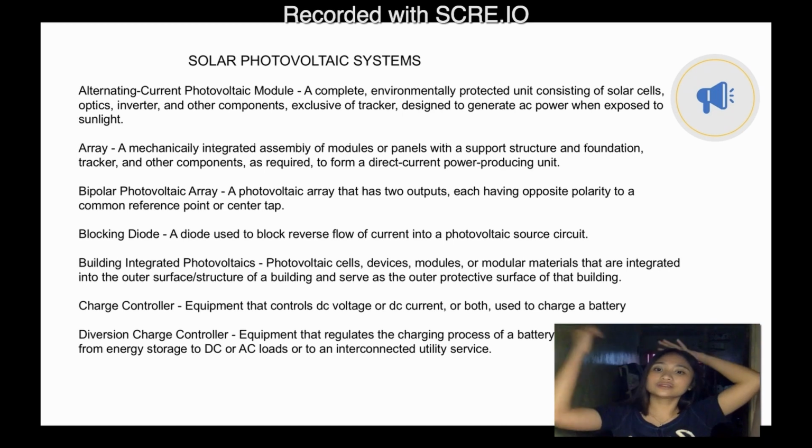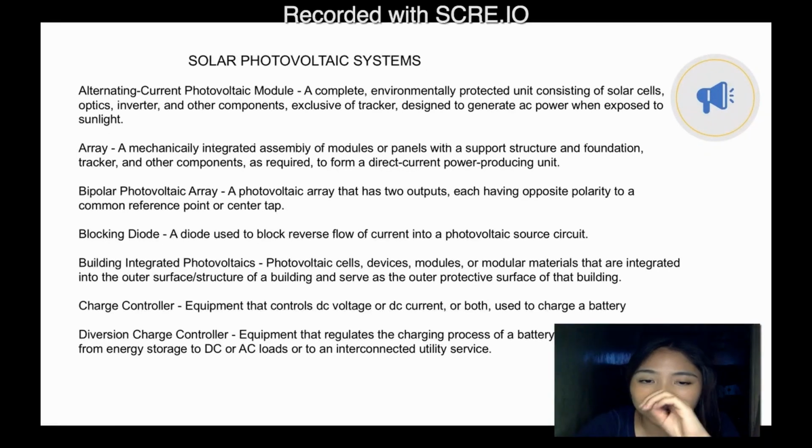Blocking diode: a diode used to block reverse flow of current into a photovoltaic source circuit. Building integrated photovoltaics: photovoltaics integrated into the outer surface or structure of a building and serving as the outer protective surface of the building. Charge controller: equipment that controls DC voltage or DC current, or both, used to charge a battery. Diversion charge controller: equipment that regulates the charging process of a battery by diverting power from energy storage to direct current or alternating current loads or to an interconnected utility service.